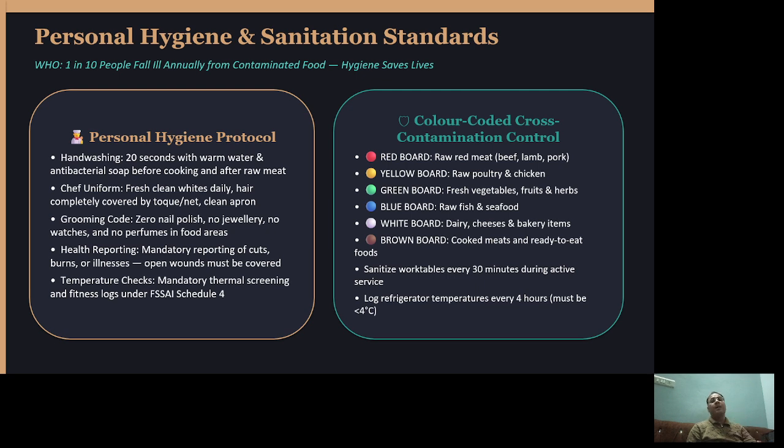Then we have some types of cutting boards to maintain the hygiene standards in the kitchen. We have the red chopping board, yellow board, green board, blue board, white board and brown board. With these different color coding boards, various different types of products can be cut on their respective boards, as you can see on your screen.